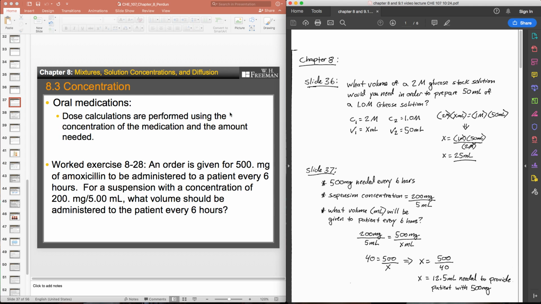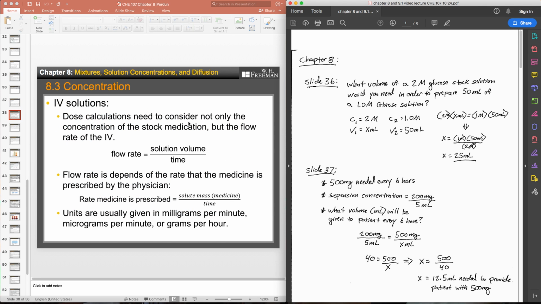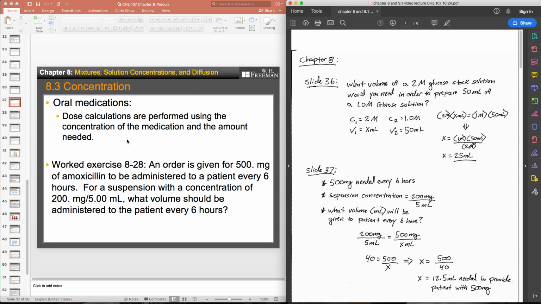These next few slides are about oral medications and IV solutions, which includes flow rate. For oral medications, I'll read through this. Basically, the dose calculations are performed using the concentrations of the medication and the amount needed. All this is stating is that there's some amount of mass and some amount of volume, so we've got mass per volume. We can use this almost like a concentration. So this is a concentration, mass over volume. Then we can see, okay, what volume do we need? And really this is just basic dimensional analysis like we've used for the class so far.